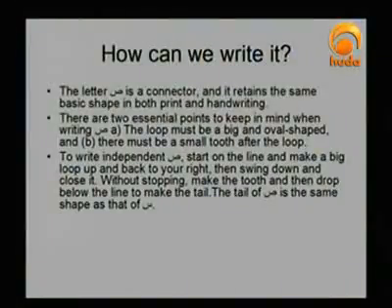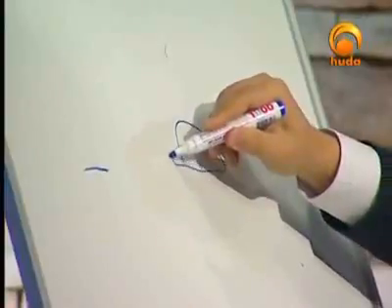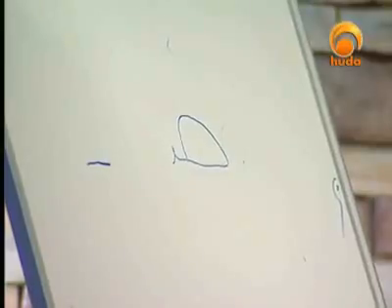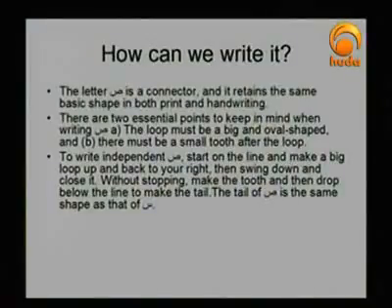So all you have to do is just start on the line, make a big loop up and back to your right, then swing down and close it. Here it is, in this way. Swing down and close it, and make a small tooth. Okay. Without stopping, make the tooth and then drop below the line to make the tail. The tail of Sa is the same shape as that of Sa. Okay, so let me write that again.